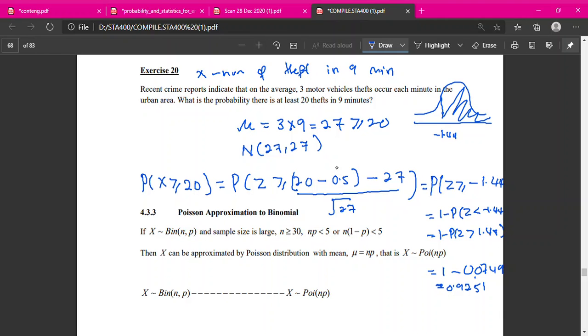Okay, so that is the way how you calculate the probability when involving the approximation daripada Poisson kepada normal. Okay, so that's all. So remember lah ada 3 approximation, binomial ke Poisson, binomial ke normal dan Poisson ke normal. Untuk Poisson ke normal dan binomial ke normal yang you kena buat continuity correction. Okay.